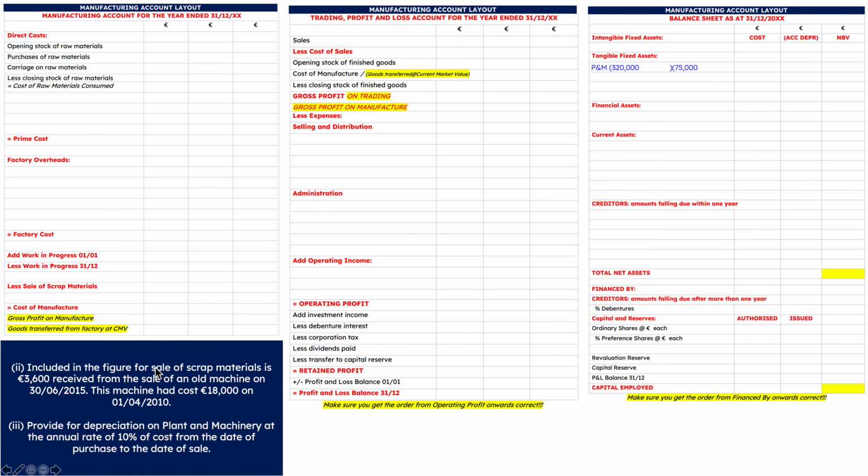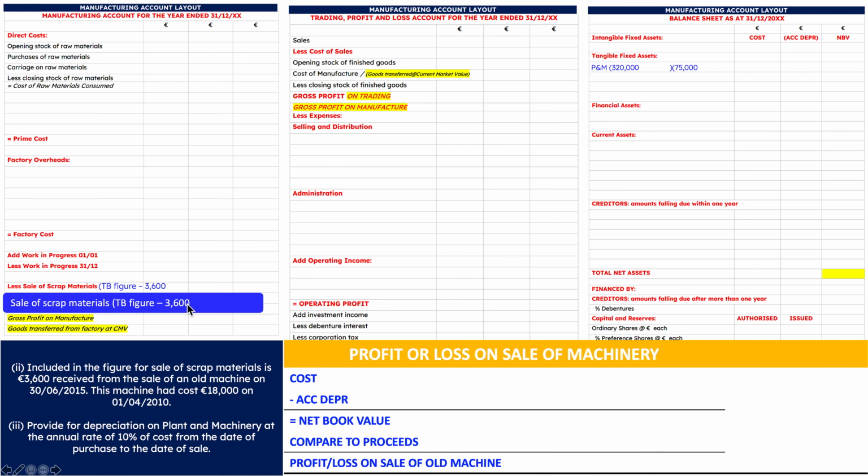Okay, so we'll fix the scrap materials again. As you know, sale of scrap material is not the same thing as sale of plant and machinery. So from the sale of scrap materials here, we will minus 3,600 there. Now, we'll work out then, from the sale of the old machine, did we make a profit or did we make a loss? So the old machine had cost 18,000. Now the rate of depreciation is 10%, but we need to figure out how long they had it for. So they bought it in 2010 at some stage and sold it in 2015 at some stage.